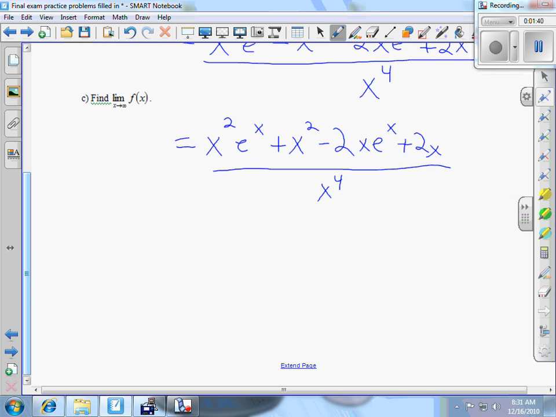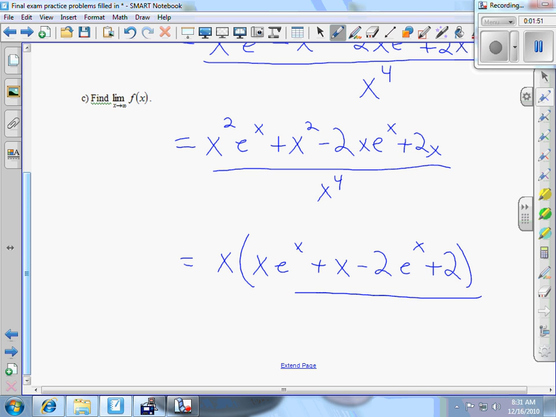And then finally, if you can factor anything out, you should. And I guess we can factor x out of everything on top. And now that it's factored, we're ready to cancel. One of these x's goes away, and this x goes away. So there's our final answer.